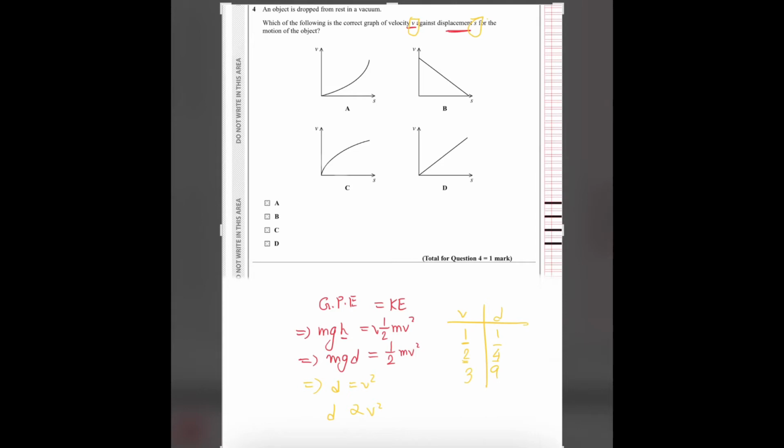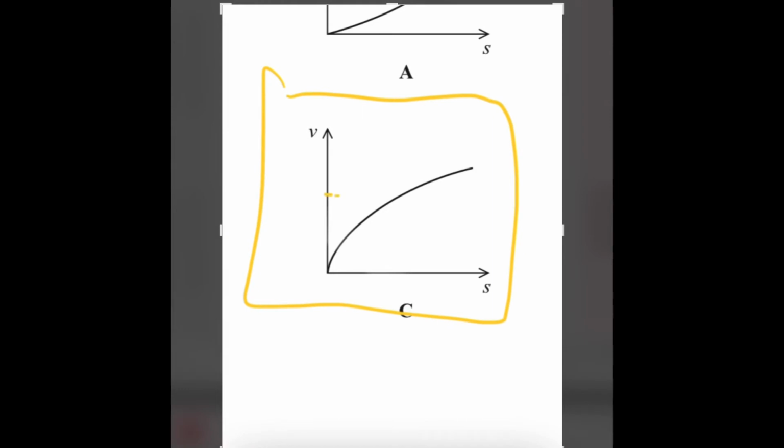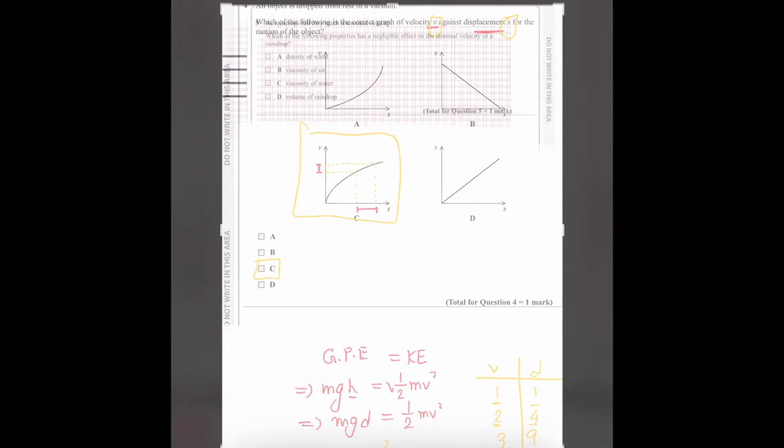So the answer is C, since if we take a look at this graph, for each increment of v, there is a greater increment of s here. This length is far smaller than this length. So the answer to this question is C.